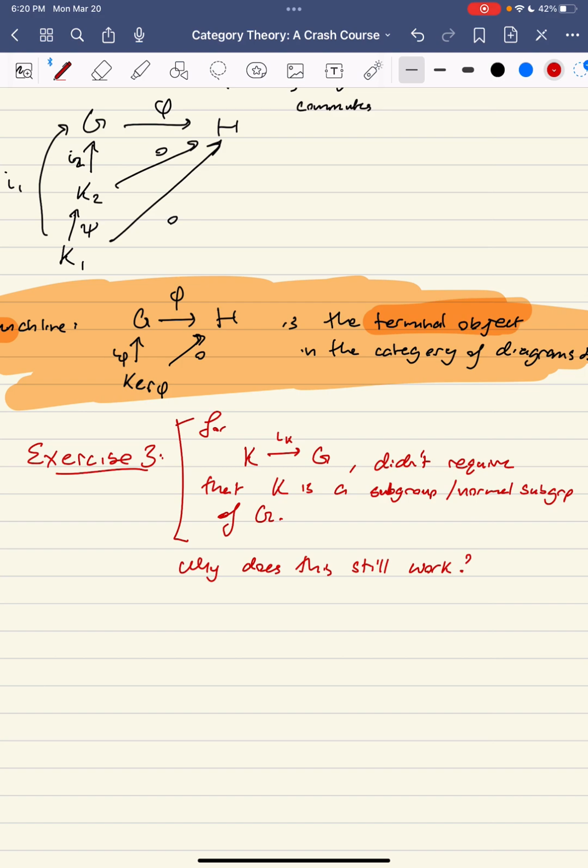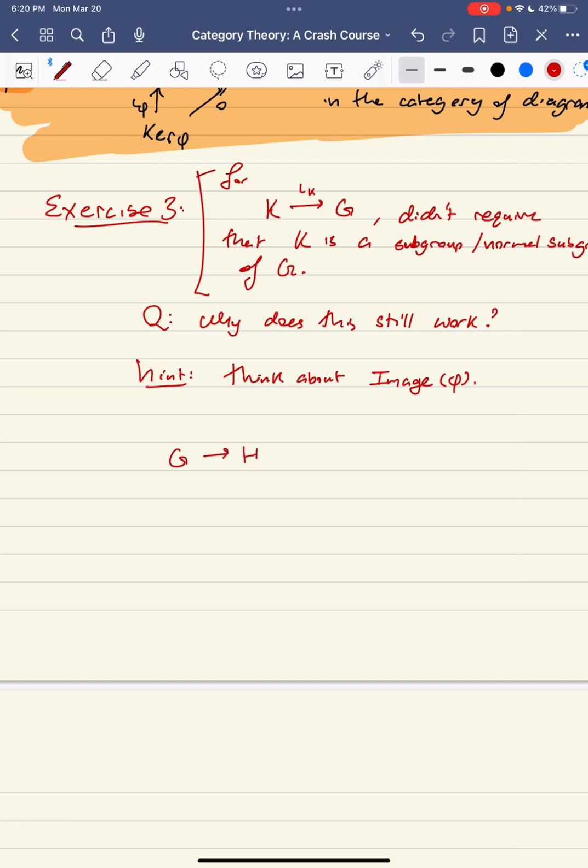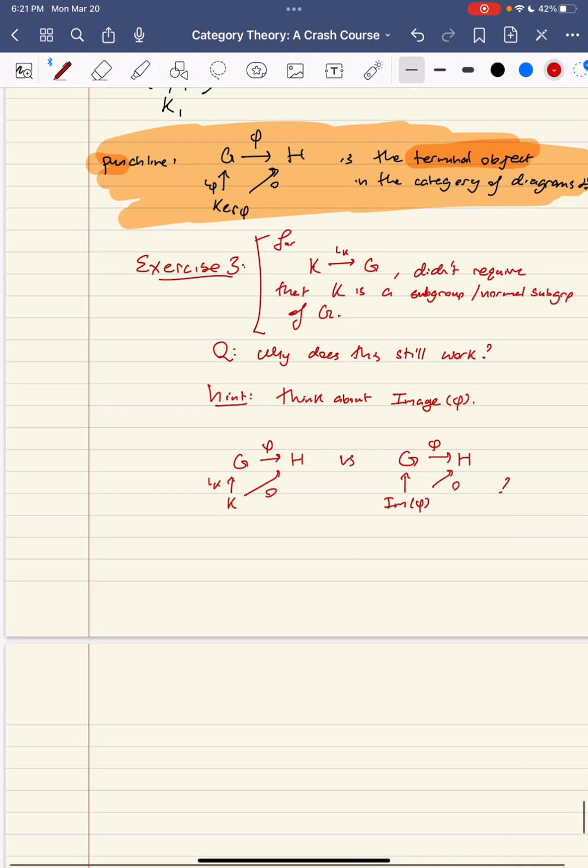So the question is, why does this still work? And the hint is to think about the image of the map phi. In particular, you can think, if I have the map K here, is there anything different between this diagram where I have K, 0, versus G going to H, and the image, which I'll write as just im of phi? Can I even tell the difference between those two things with this kind of setup? Does it really matter? And it turns out it doesn't really matter here.